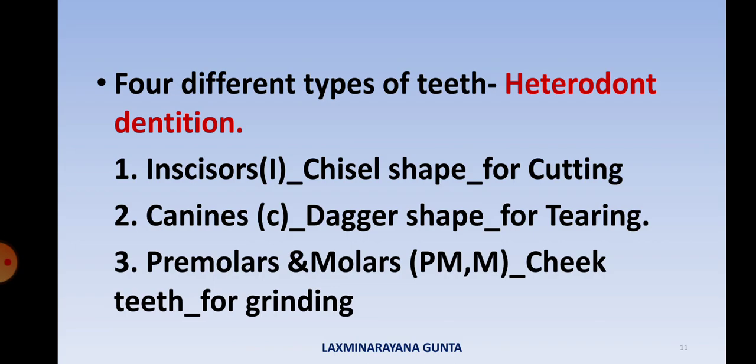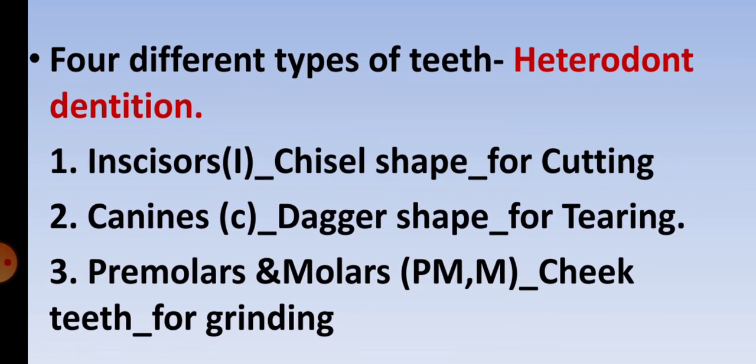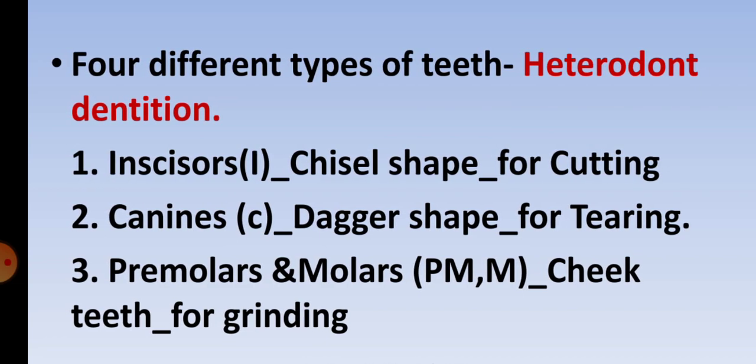The first type of teeth are called incisors, which are chisel shaped. These incisors are responsible for cutting the food. Suppose you were given an apple, you use your incisors to cut that apple. And if you are given a piece of meat, then you use the canines.